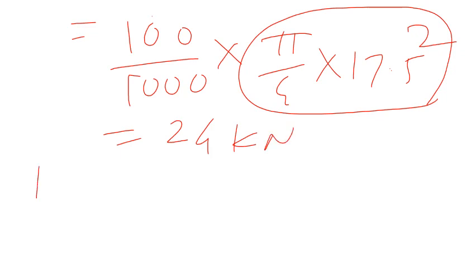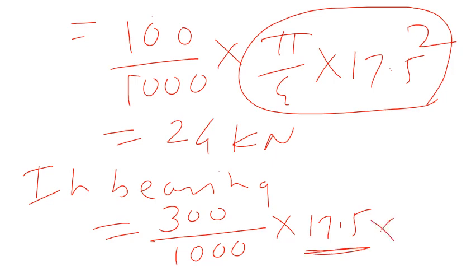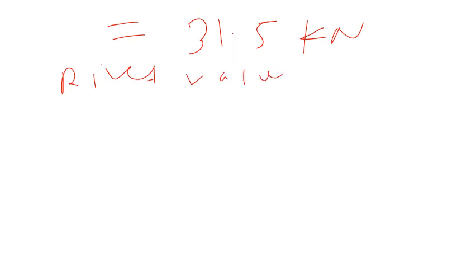Second, we have to find the rivet value in bearing, and then take the minimum of these two. As usual, this is the permissible bearing stress, into kilonewton, and as I explained earlier, this will be 17.5 the diameter and the thickness, so it is like crushing. This bearing value will come to 31.5 kilonewton. So the minimum of the two will be the rivet value, that is in single shear, 24 kilonewton.